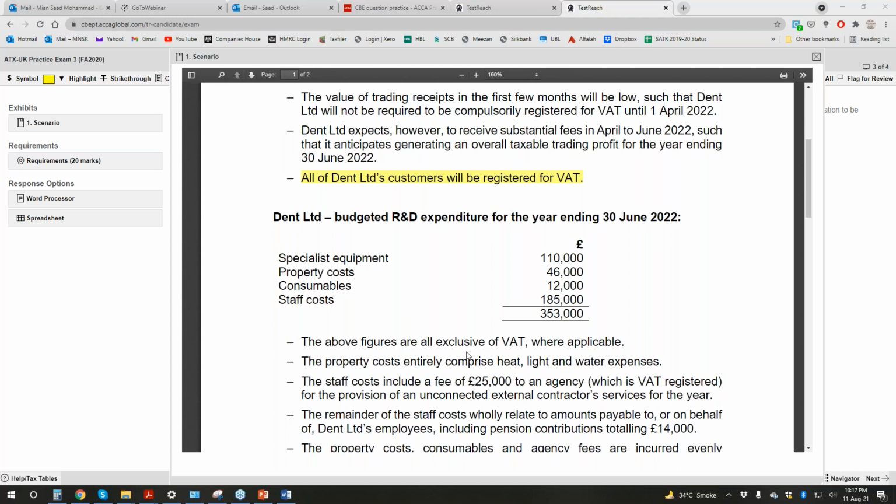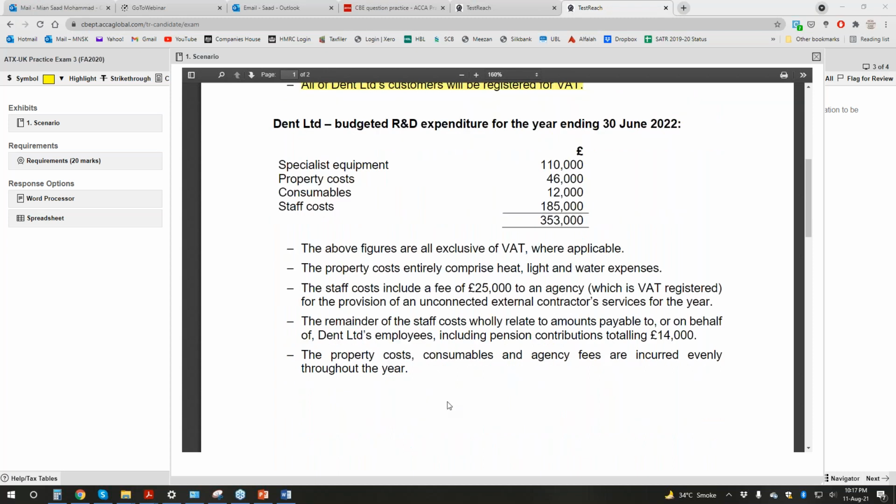The remainder of the staff cost wholly relates to the amounts payable to or on behalf of Dent's employee, including the pension contributions of 14,000. That's fine. The property costs, consumables, and agency fees are incurred evenly throughout the year. That's fine. So, guys, I would like to ask a question here. Is there anything that does not qualify for R&D expenditure, apart from agency cost that I have covered already? Is there anything else out of this? Can you answer me in the question section, please?